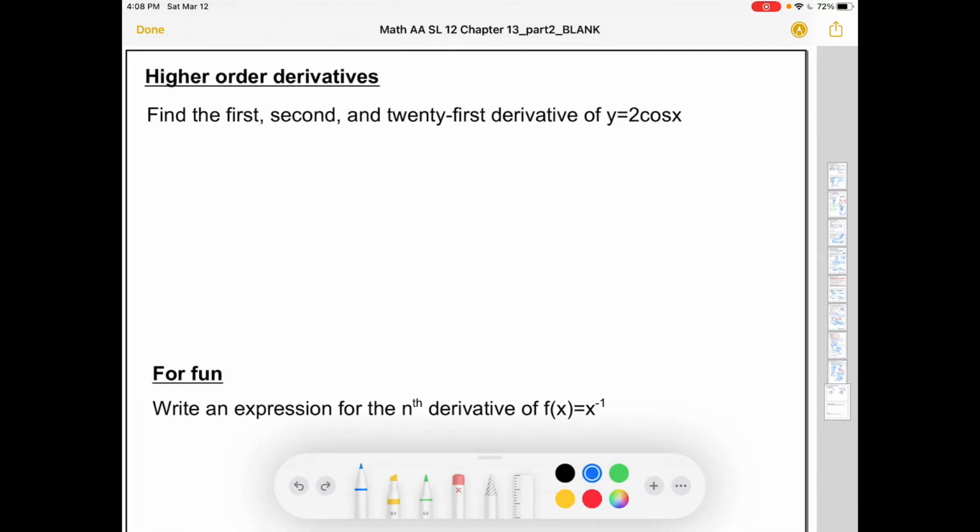We've already talked a bit about higher order derivatives. So here we're looking for the first, second, and 21st derivative of y equals 2 cos x. So I know I'm going to have to differentiate some trig stuff. Off to the side, I'm going to draw my wheel of trig. So I know if I differentiate cosine, I'm going to get negative sine. So in this one, y prime is going to be negative. The 2 will stay as a coefficient, so I'll get negative 2 sine x.